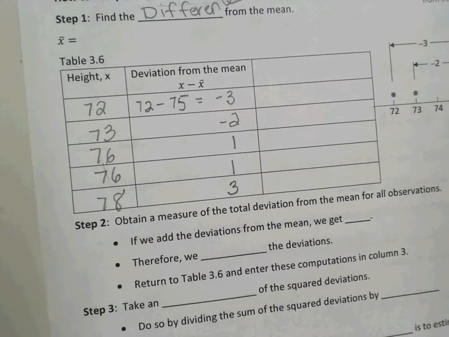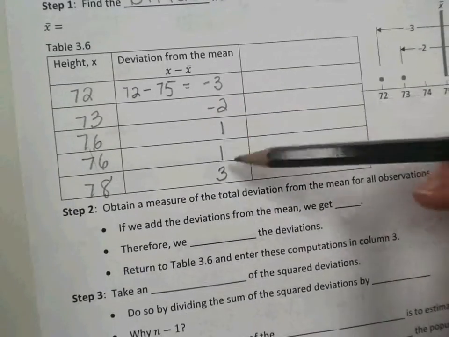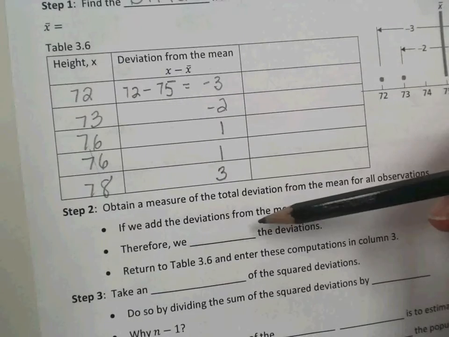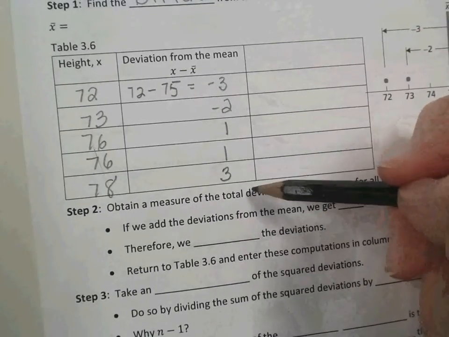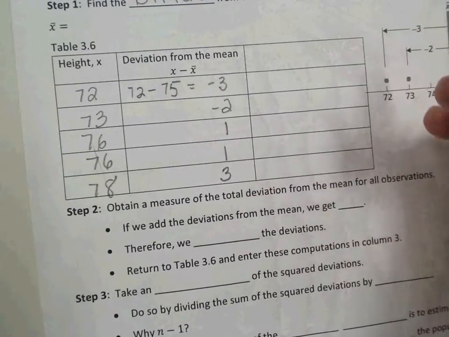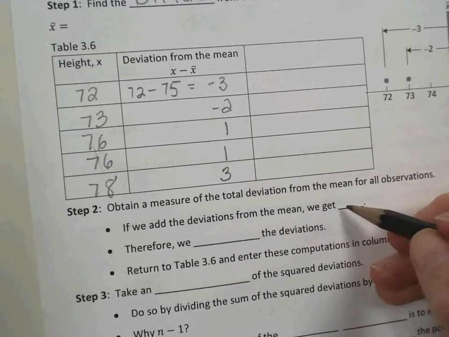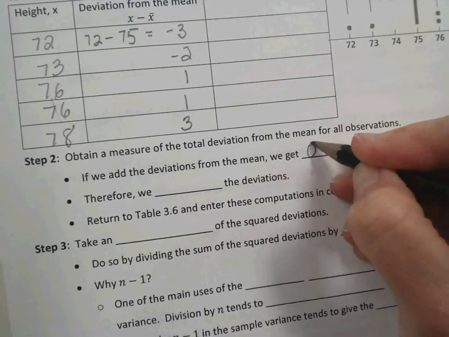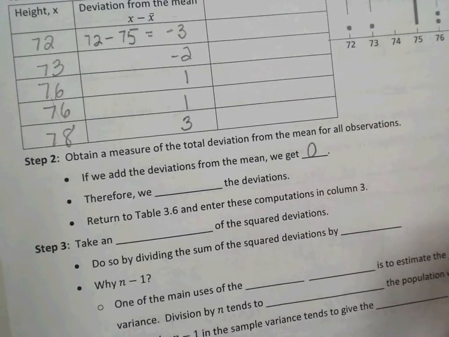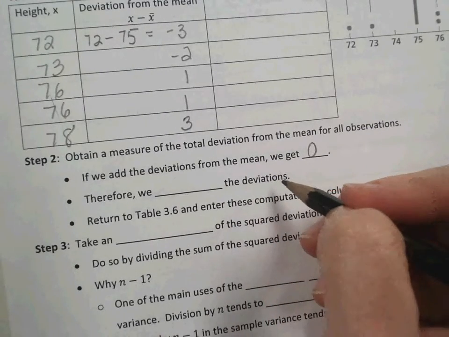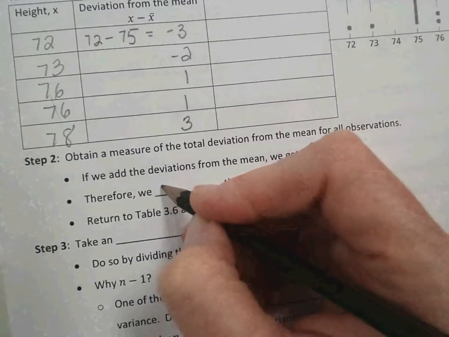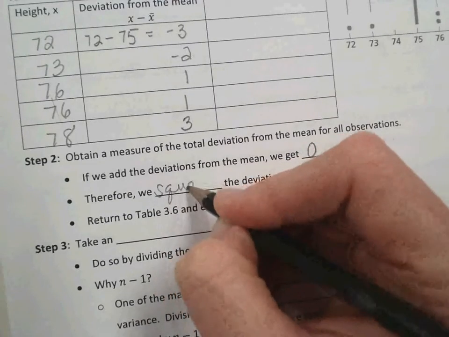Now one thought, if I'm just trying to figure out the standard deviation, would be to add all these together and divide by how many there are. We're talking about relating numbers to the mean. So try adding all these up, and what do you get? 0. Right, we get 0. Therefore, we square the deviations.